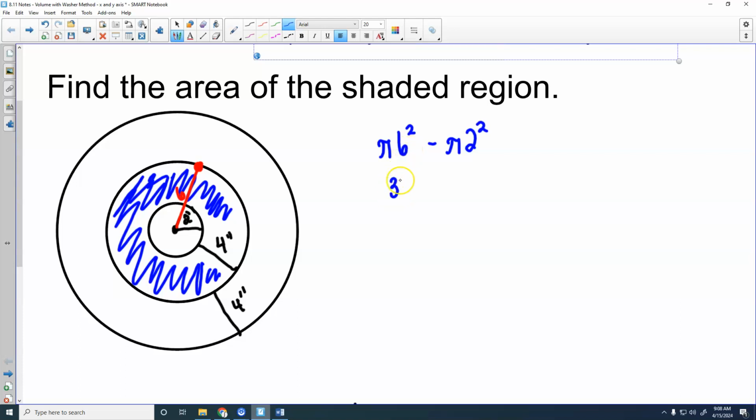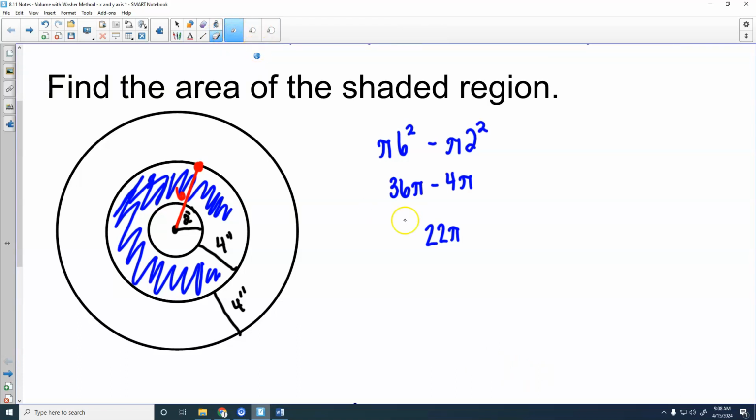And that would give me 36 pi minus 4 pi. And the easiest way to leave this answer is just as 22 pi. But you could type it in a decimal if you want. 32, sorry. 32. Thank you.